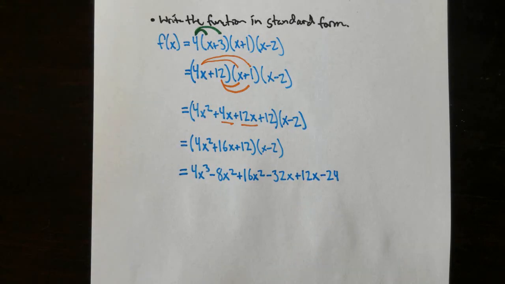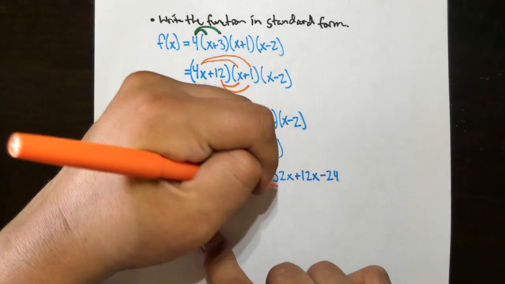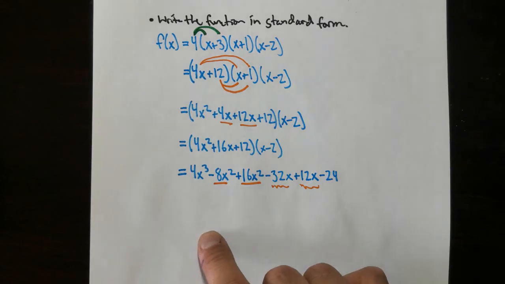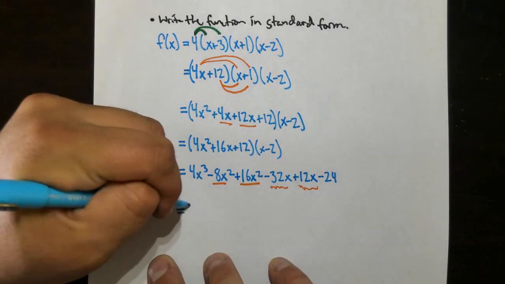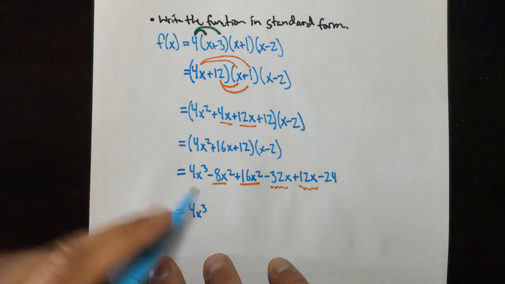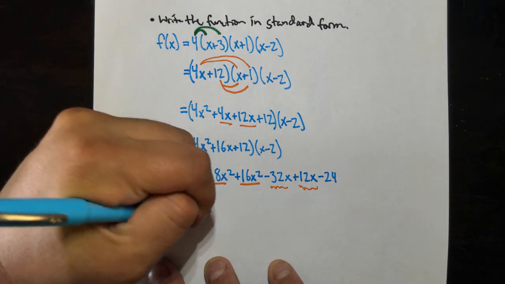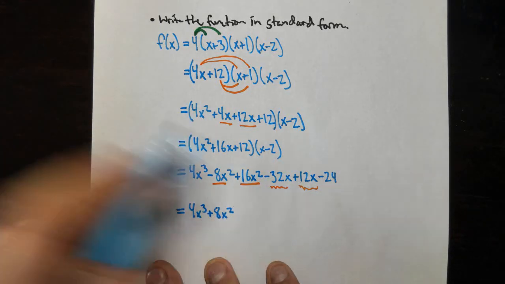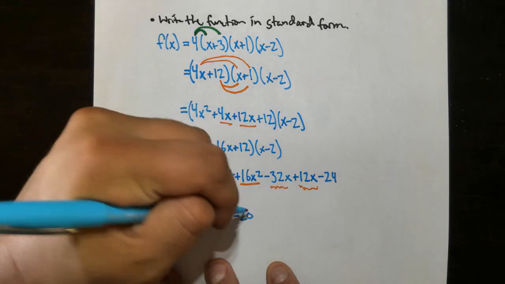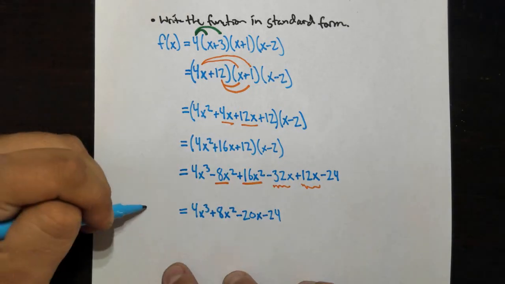So we're almost done here. We just need to combine like terms. Notice that we have 2 squared terms and we have 2 x terms. Let's combine those. So we have 4x cubed. Negative 8x squared plus 16x squared is positive 8x squared. And then negative 32x plus 12x is minus 20x. Then minus 24. And this is our answer.